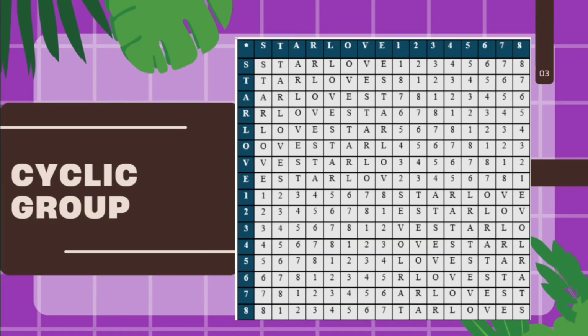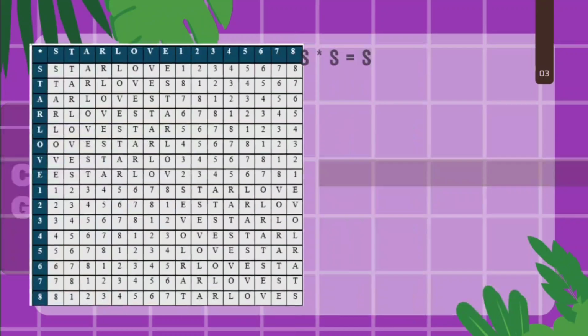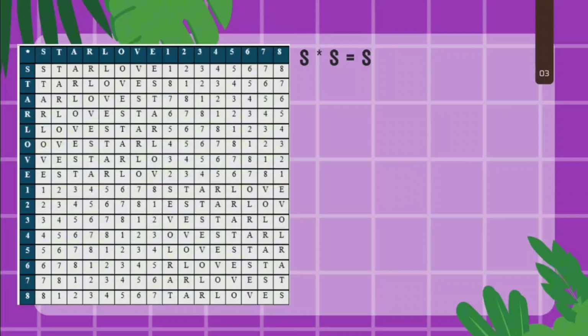So, here's the cyclic table, same as in final project number 1, the completed table. Now, we are going to explore and determine if the table is a cyclic group or not by generating one element at a time. So let's start with the element S. Let's determine if S is a generator of this group.